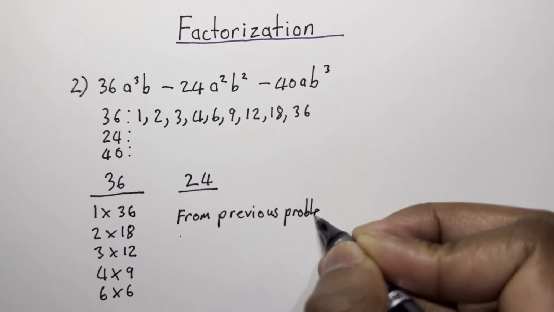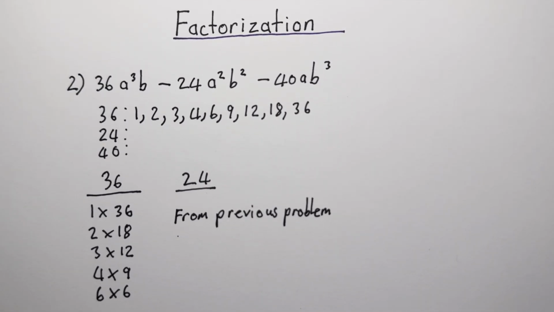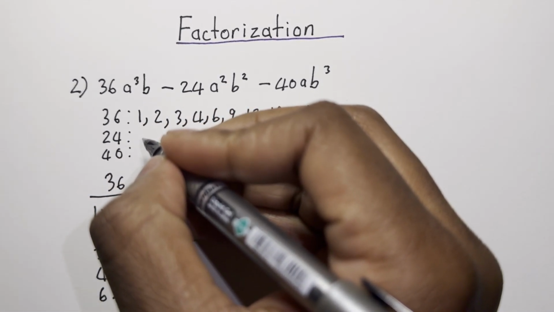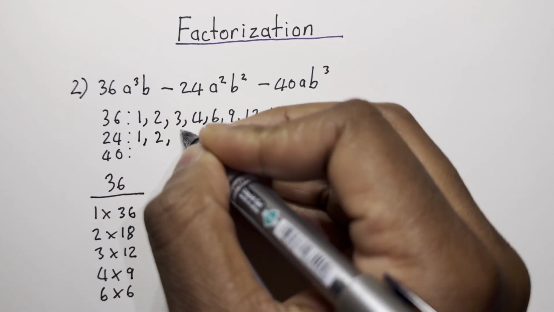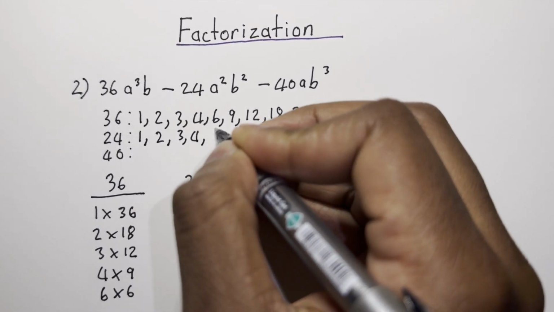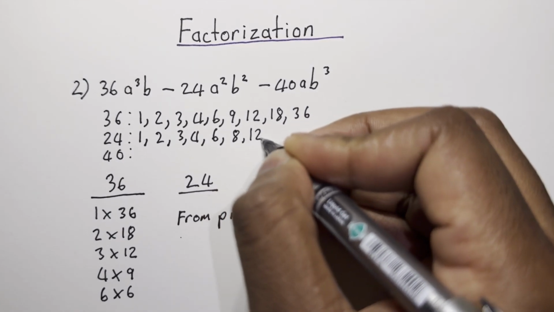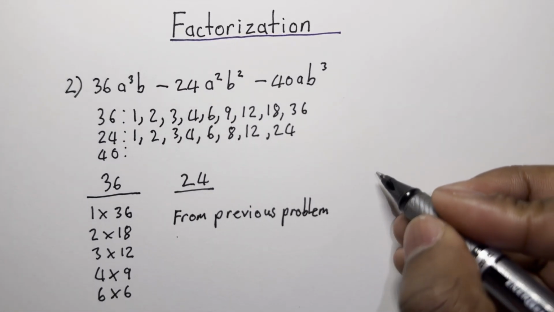And in maths, whatever thing you can do to save time, you have to do it. So instead of recalculating the 24, we just get the factors which we wrote down previously. 1, 2, 3, 4, 6, 8, 12, 24. Now let's find the factors of 40.